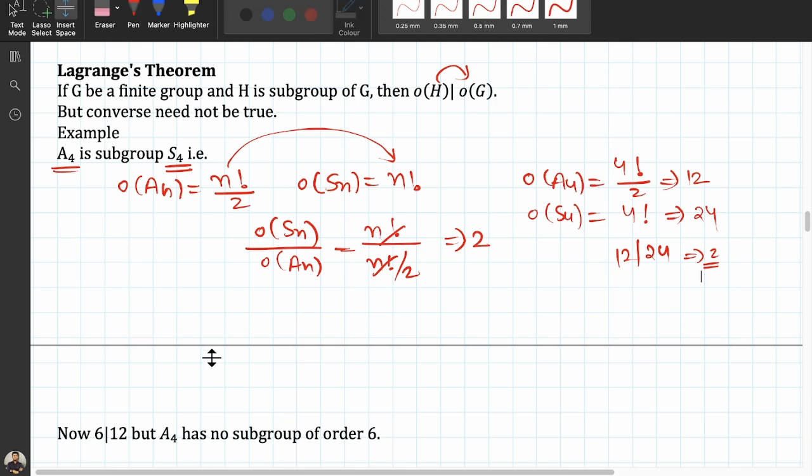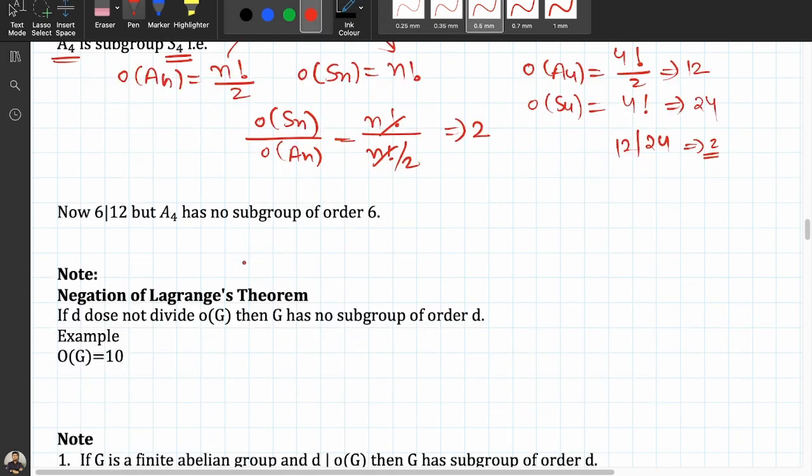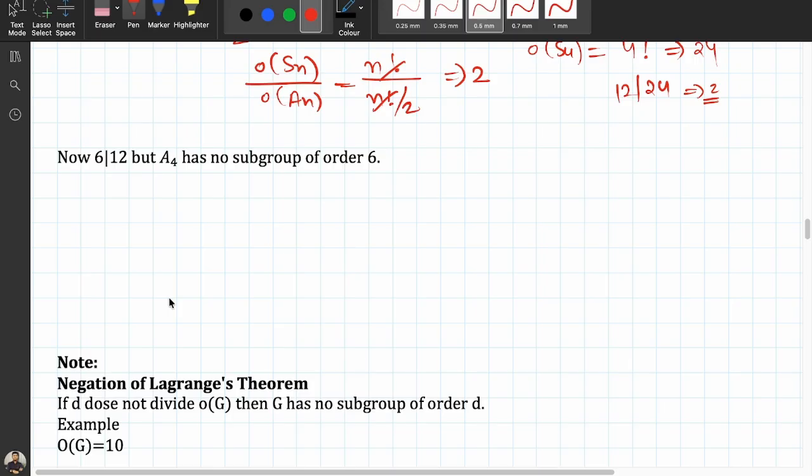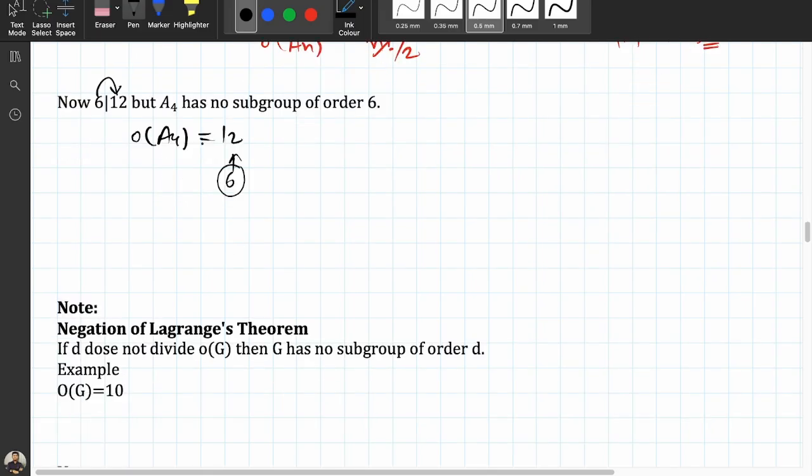But the converse need not be true. It is not like that every time it is dividing, then it has a subgroup. So for example, 6 divides 12. But A4 has no element of order 6. 6 divides 12 because the order of A4 is 12, and 6 is a divisor. But it does not have any subgroup of order 6. Okay, so the converse need not be true. Okay, next.